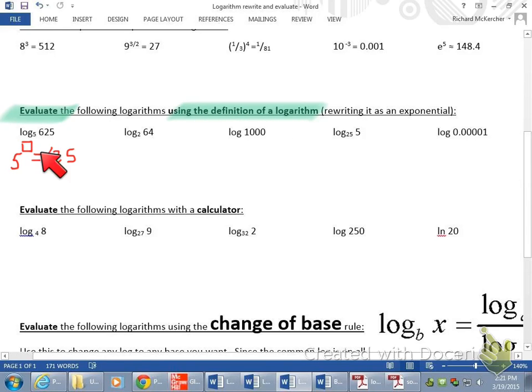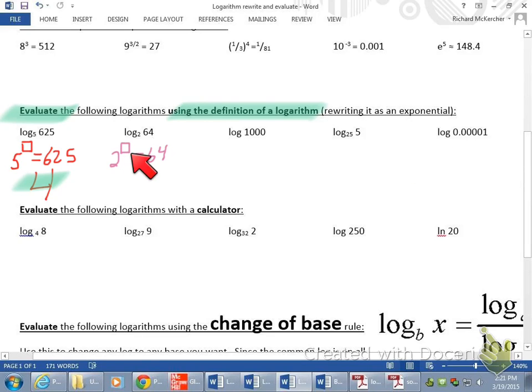When I look at this problem here, log base 5 of 625, my mind is saying 5, because that's the base. 5 to what power would give me 625? Well, I can play around with the calculator, I can figure that out. 5 to the 4th power gives me 625. So the log base 5 of 625 is the answer 4. That's how I'll go through all of these.